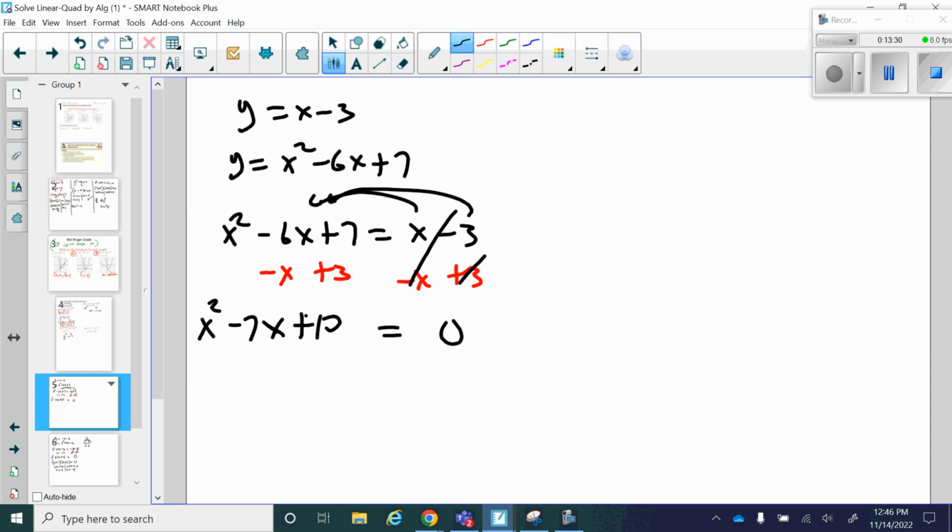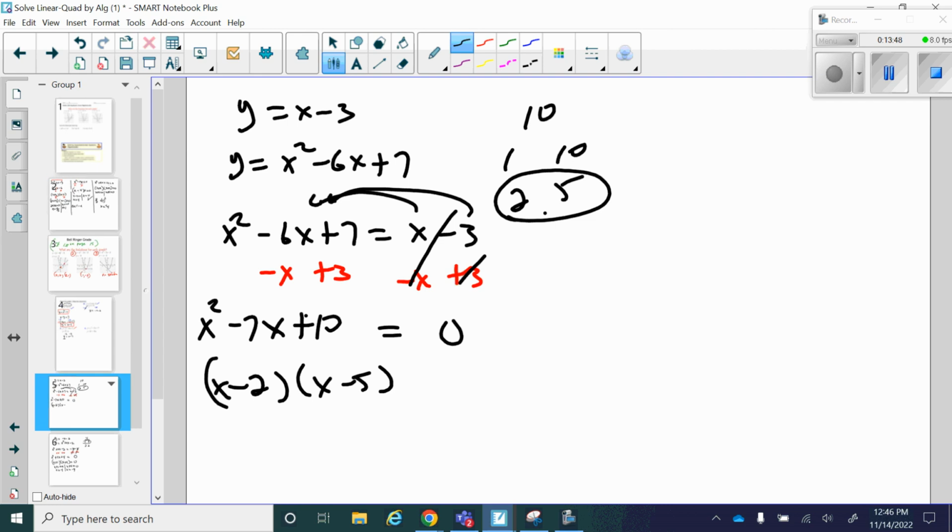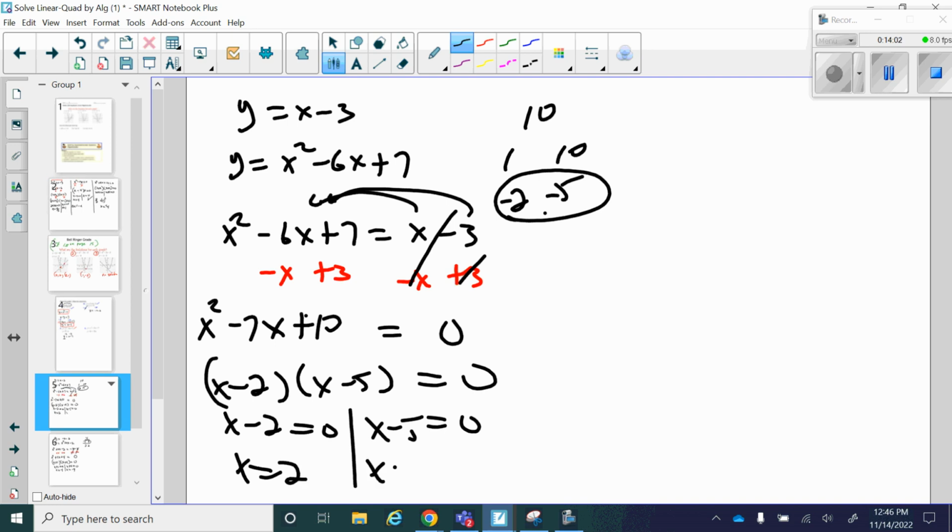Again, look at 10. What factors am I going to use? So my factors of 10 are 1 and 10, and 2 and 5. The only pair I can use is 2 and 5. So it's going to be x minus 2 and x minus 5, and that is equal to 0. Therefore, x minus 2 is equal to 0, and x minus 5 is equal to 0. Therefore, x is equal to 2, and x is equal to 5.